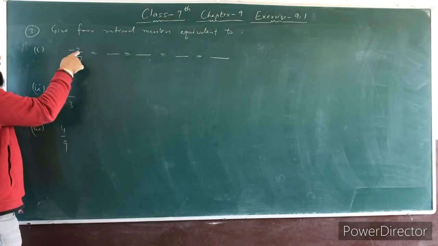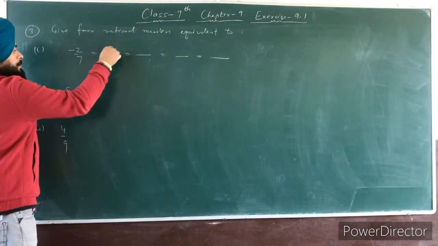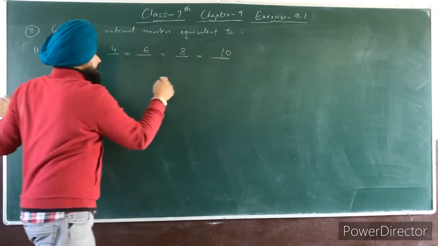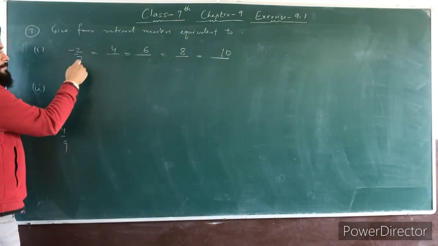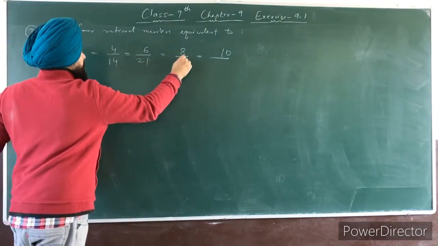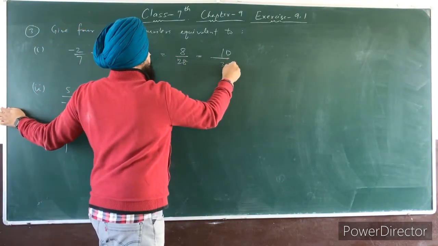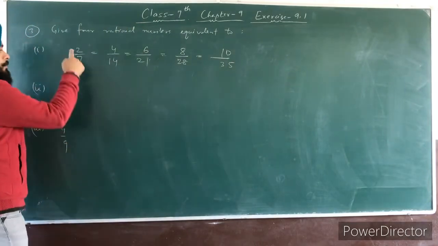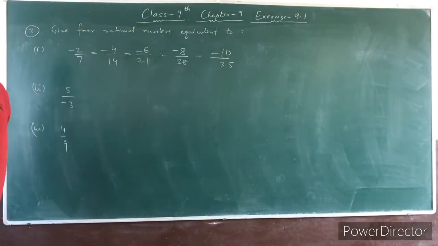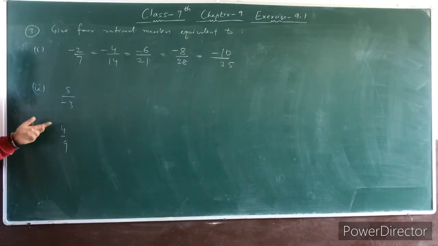So the numerator is a multiple of 2. 2 2s are 4, 2 3s are 6, 2 4s are 8, 2 5s are 10. And the denominator is a multiple of 7. 7 2s are 14, 7 3s are 21, 7 4s are 28, and 7 5s are 35. And put a negative sign in all these rational numbers. Again, the second part is the same.